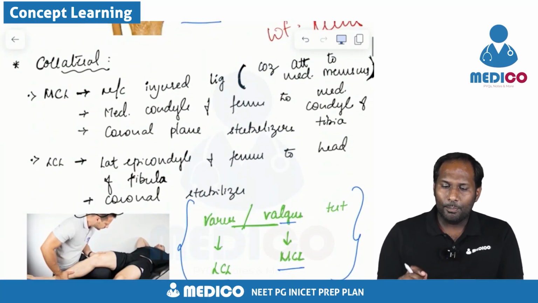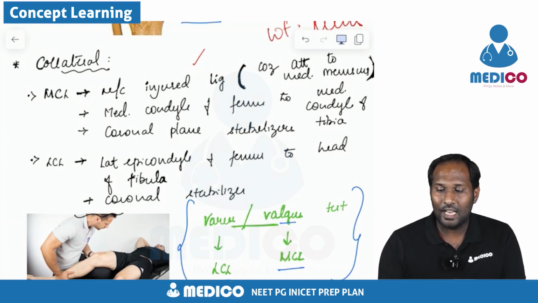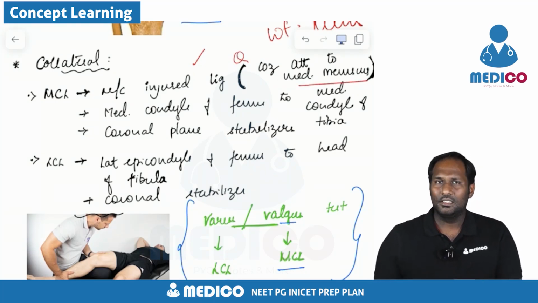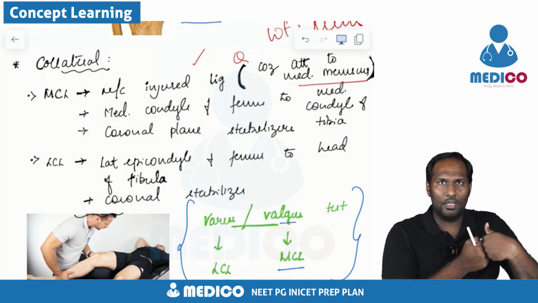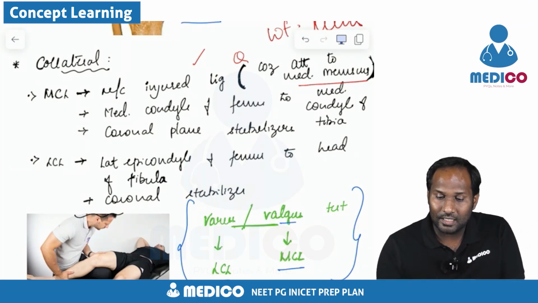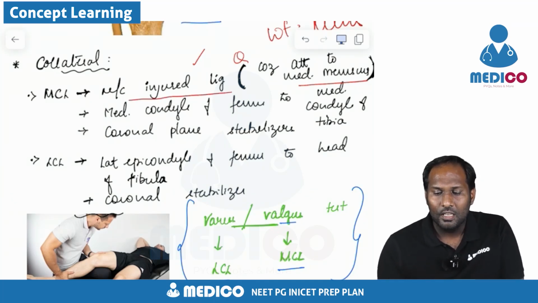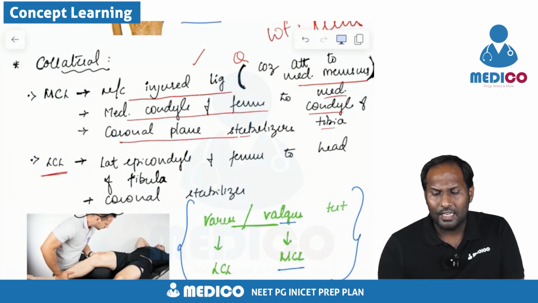The medial collateral ligament is the most commonly injured ligament. Why? Because it has an attachment with the medial meniscus. When there is movement or trauma, there is more chance of it getting pulled along with the meniscus and getting injured. That is why the medial collateral ligament is the most commonly injured ligament. It runs from the medial condyle of the femur to the medial condyle of the tibia, and is one of the important coronal plane stabilizers. The LCL extends from the lateral epicondyle of the femur to the head of the fibula, also a coronal stabilizer.